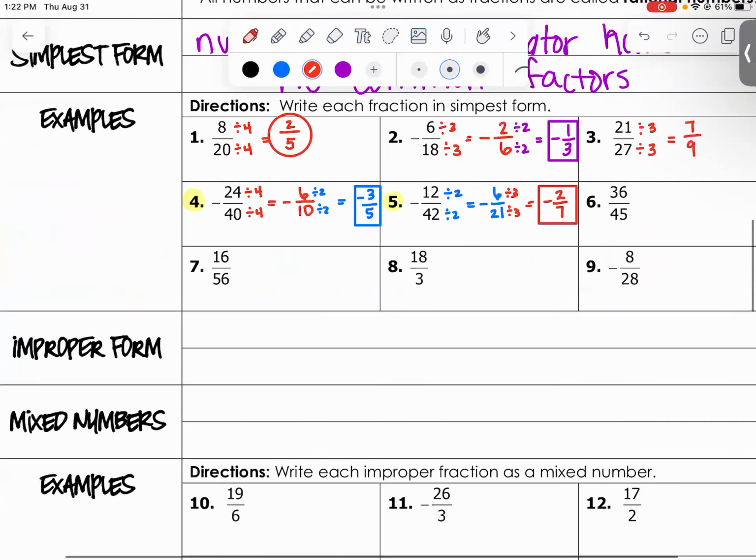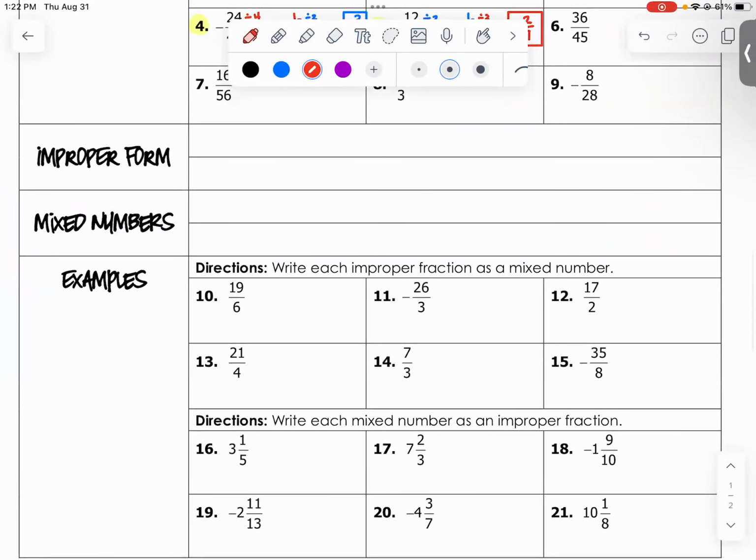All right. So now let's talk about improper and mixed numbers. An improper fraction is when our numerator is what compared to the denominator? Is greater than the denominator.